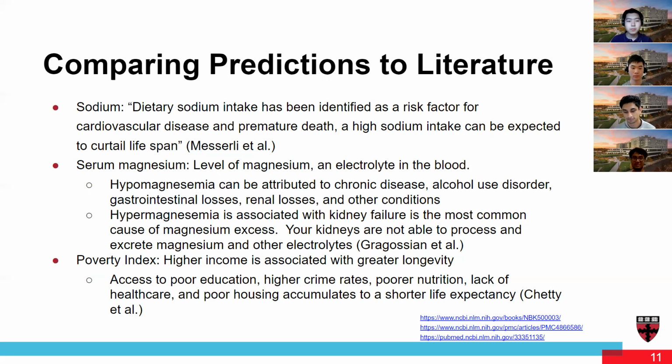Unsurprisingly, poverty and income are also correlated with life expectancy. This is because access to poor education, higher crime rates, poor nutrition, lack of healthcare, and poorer housing accumulates to a shorter life expectancy and ultimately a premature death sometimes.